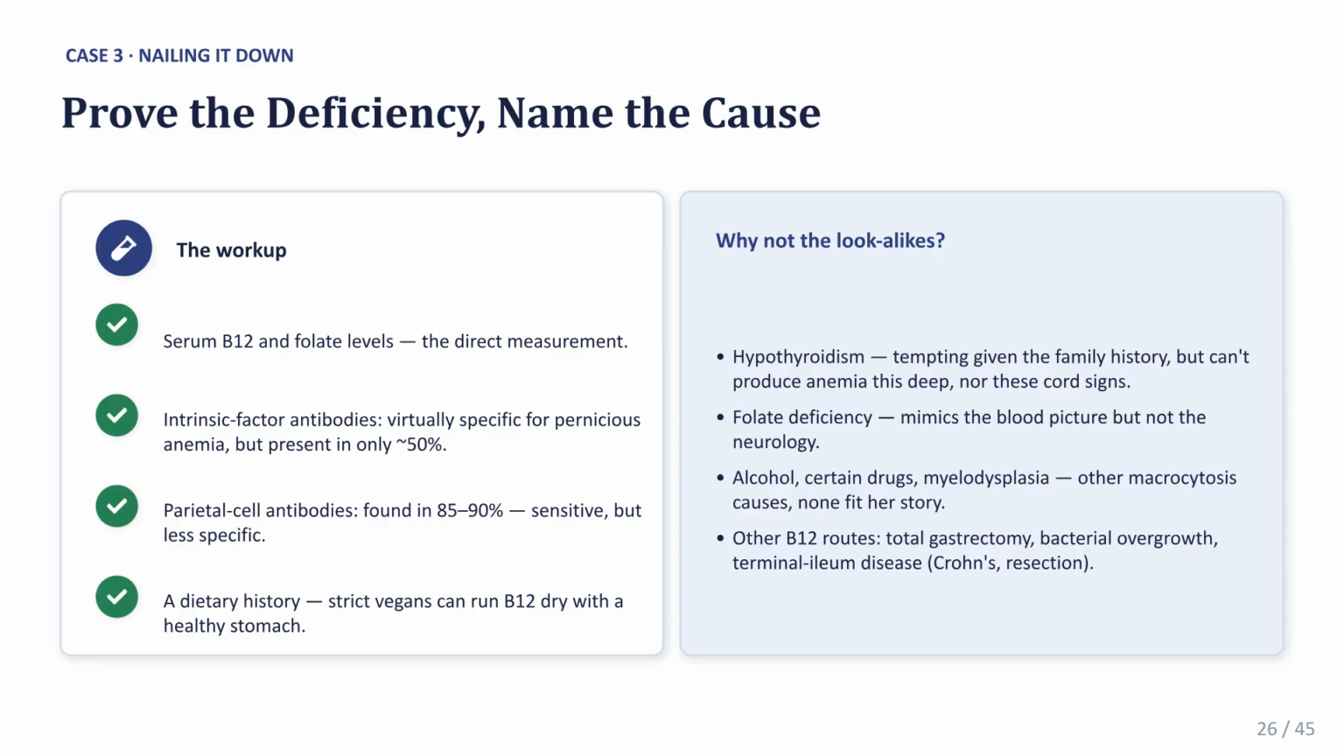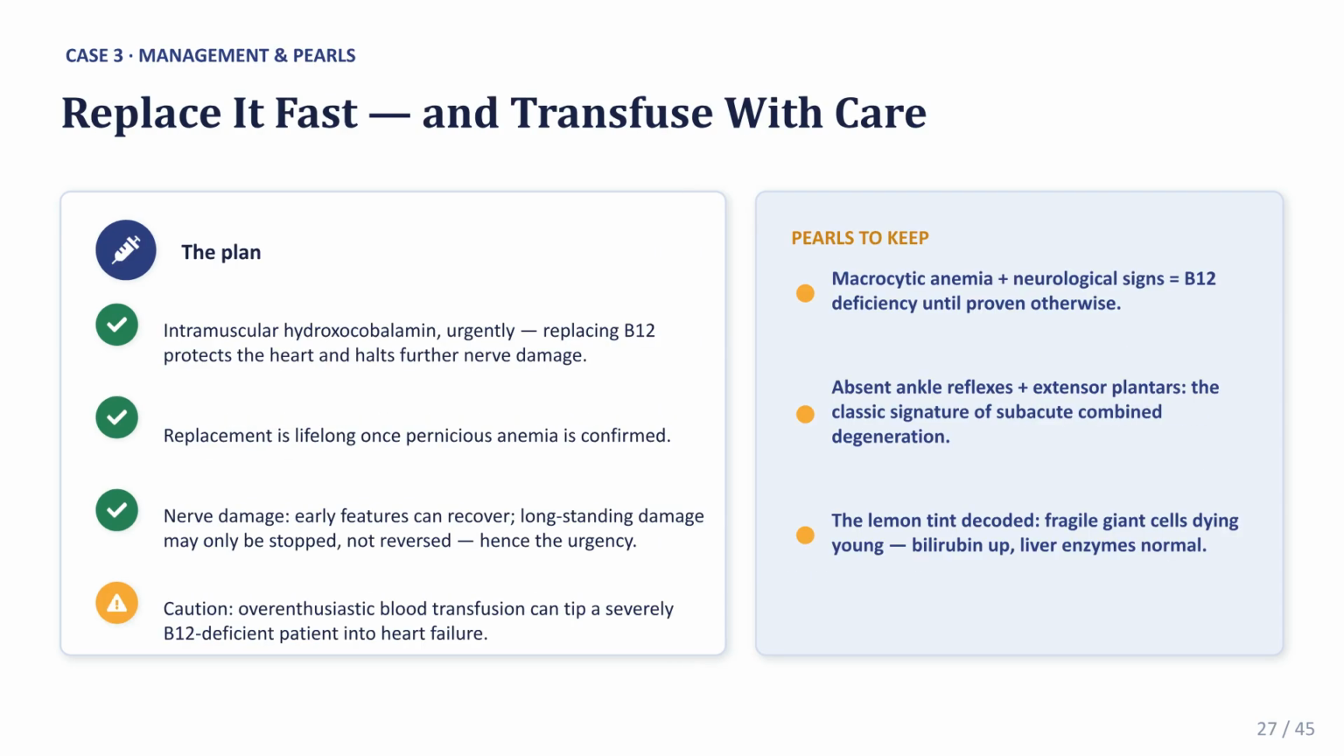While other conditions like hypothyroidism or folate deficiency can mimic parts of this picture, they cannot explain this specific combination of deep anemia and combined cord and peripheral nerve damage. Always check the B12 level in macrocytic anemias. Management requires urgent intramuscular B12 replacement. This is a lifelong treatment, since the stomach cannot recover.